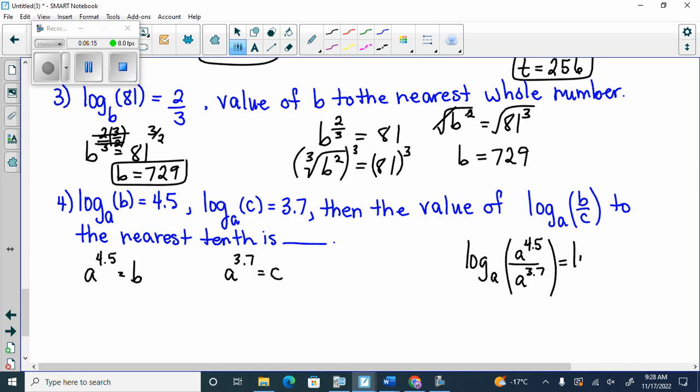So that gets us log base a of a to the, what's 4.5 minus 3.7? 0.8. Yep. And what happens when we get log a to the 0.8? It's 0.8, because you can do it two ways. I could say a to the what gets me a to the 0.8, which is 0.8. Or I could drop the 0.8 in front and go log base a of a, which is just 1.